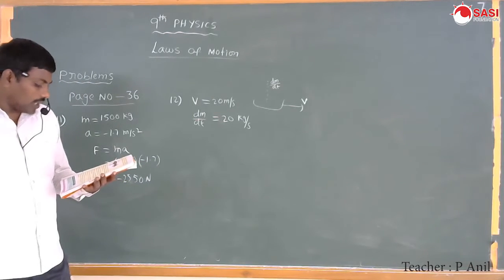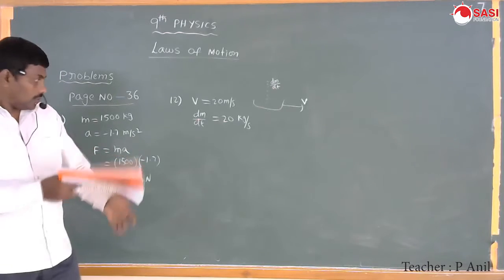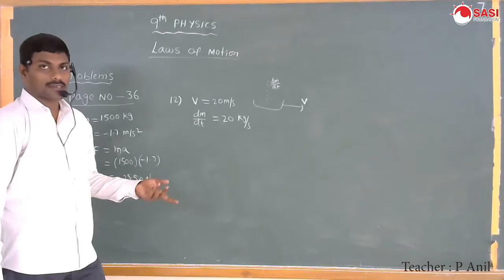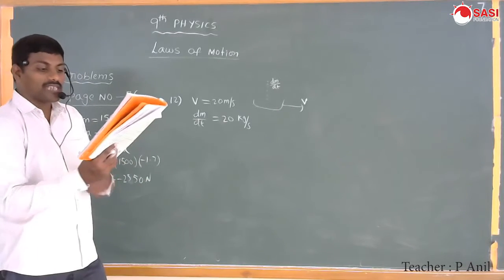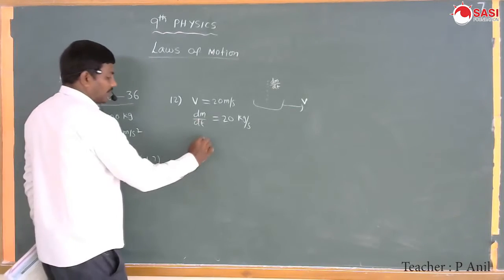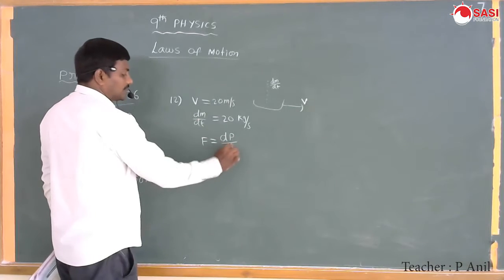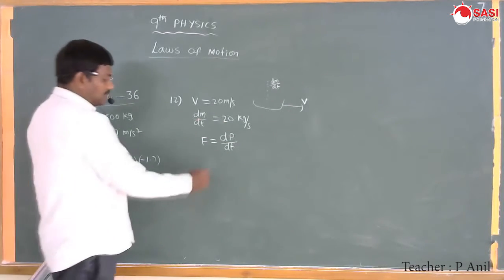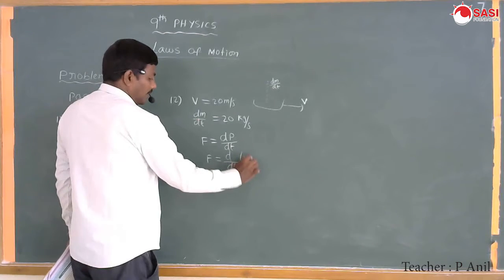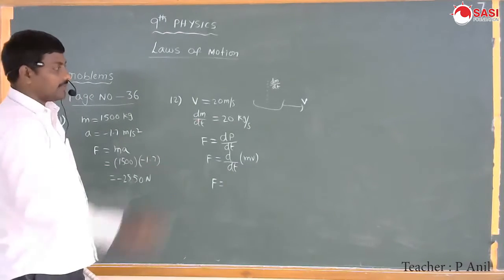Now, what is the force acting on the truck due to falling of sand? You can move the truck with the same velocity by applying a force. We have to find the force required. According to Newton's second law, F is equal to dp by dt, the rate of change of momentum. F is equal to d by dt of P, which means mv. Here v is constant. The truck is moving with the same velocity.